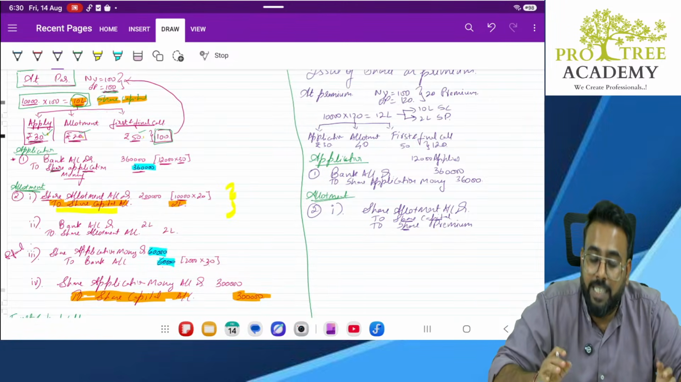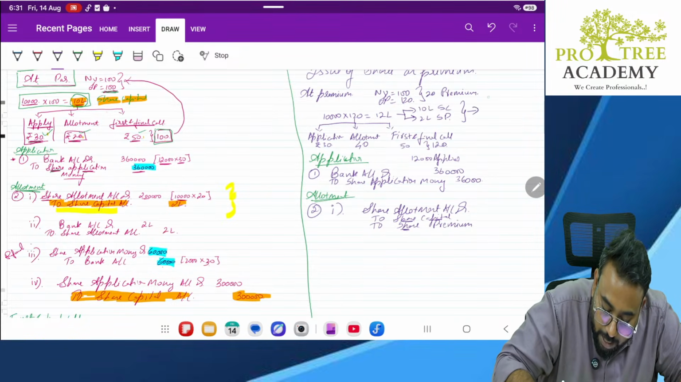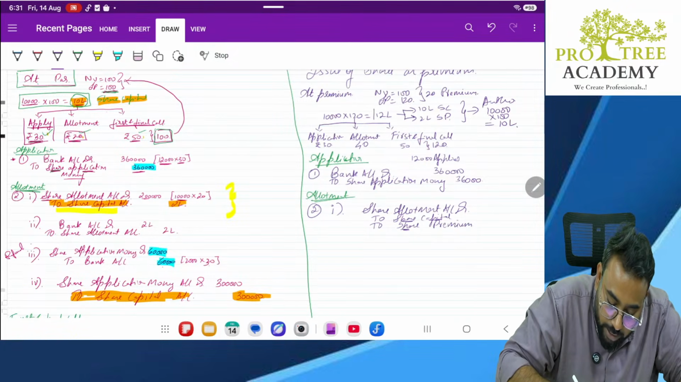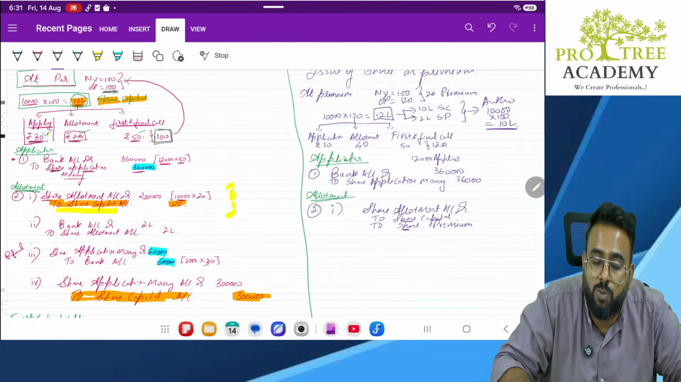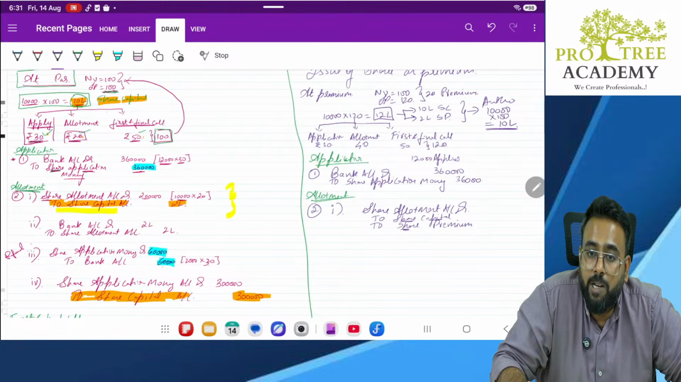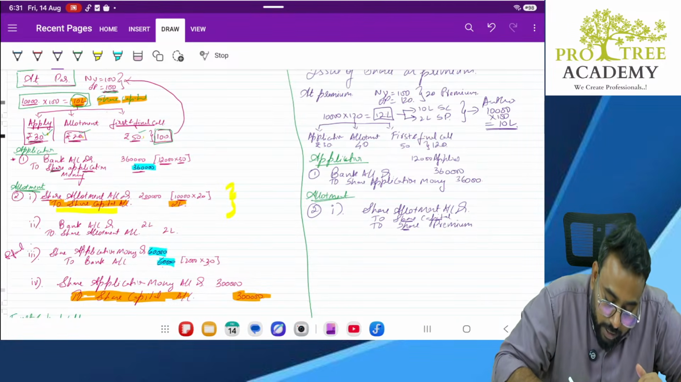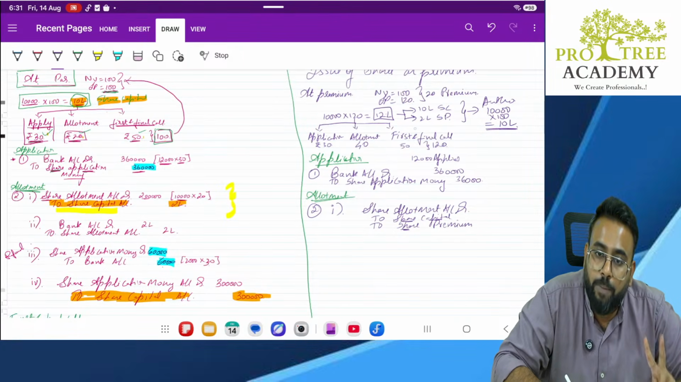We can't call it a capital because my capital is restricted to how much? Here, my authorized capital is restricted to how much? Sir, 10,000 into 100 is equal to 10 lakhs. But how much am I actually collecting? 12 lakhs. So, when my capital is restricted to 10 lakhs only, how can I say I am getting 12 lakhs as capital? You are understanding? So, that is why this 12 lakh is split. 10 lakh will become my capital and 2 lakh will become my security premium.